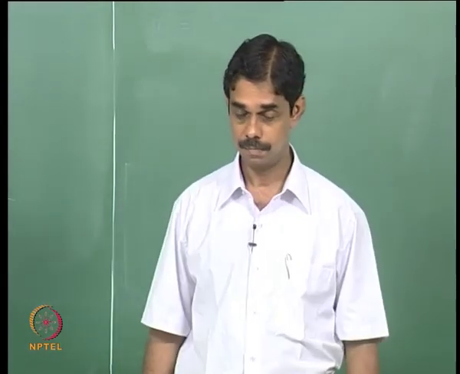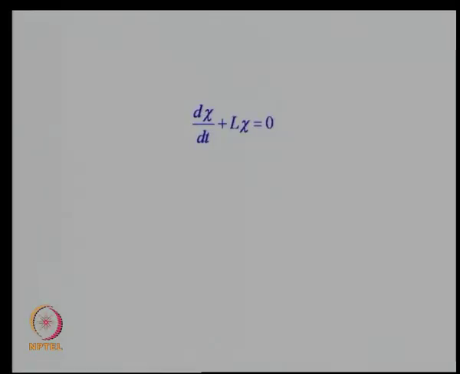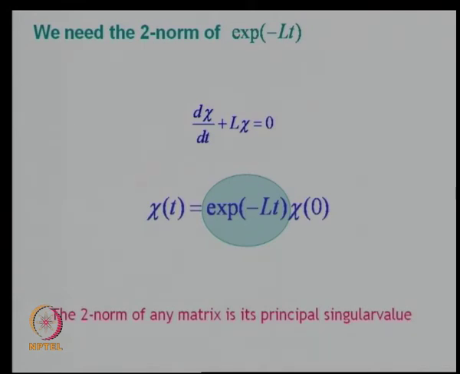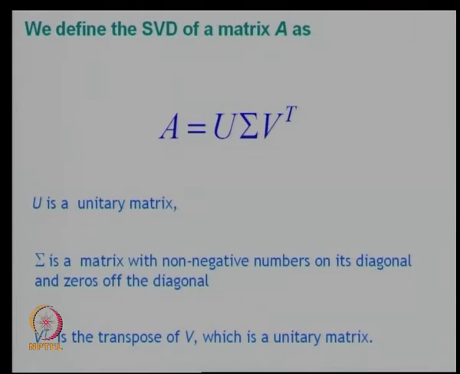So we go back again, just to recap: d chi by dt is minus L chi, so chi of t is e power minus Lt times chi of 0. So we need the 2 norm of this matrix e power minus Lt, that is the crux of the matter. The 2 norm of any matrix is its principal singular value, that is the way it is defined, okay. Now there is a reason why it is defined that way, which you will see now. I mean, people were smart in defining it this way.